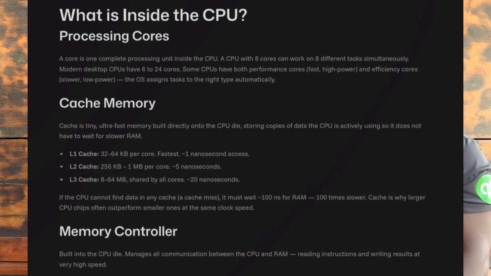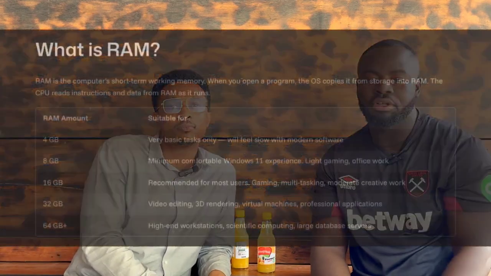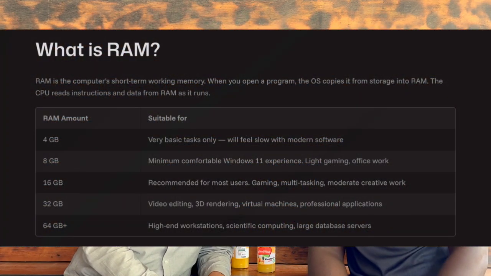frequently used data quickly. Also, the CPU has an inbuilt memory controller that manages the communication between the CPU and the RAM. Is RAM a storage device? RAM is a temporary memory. Once the computer turns off, everything is erased.